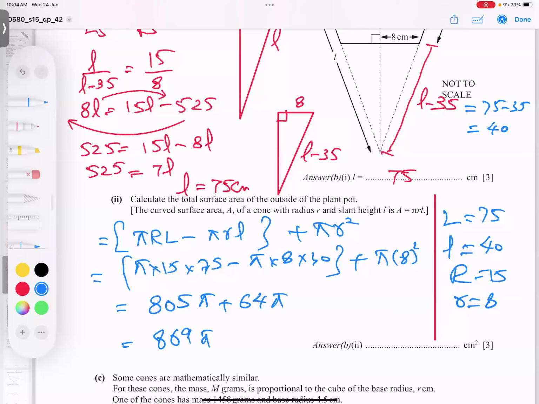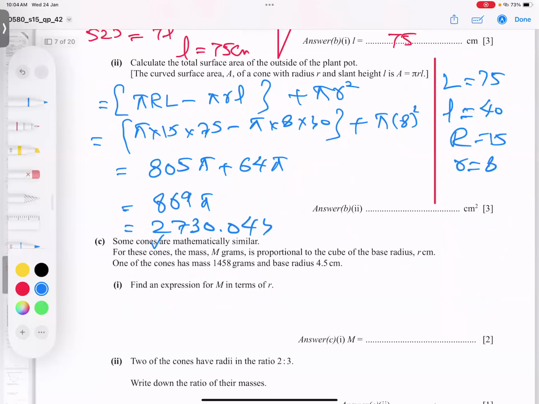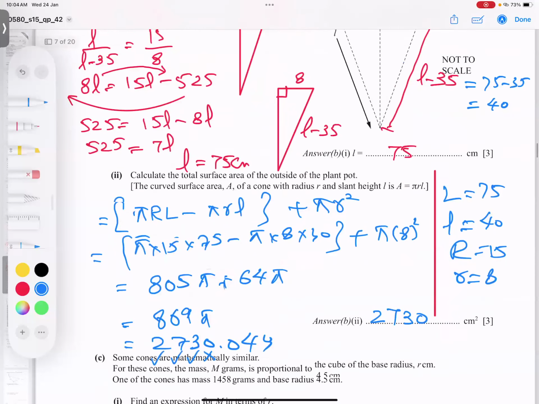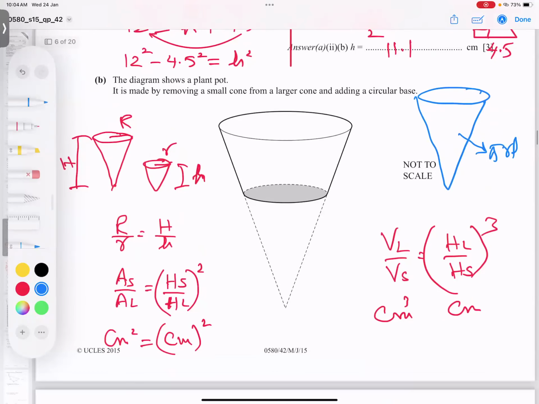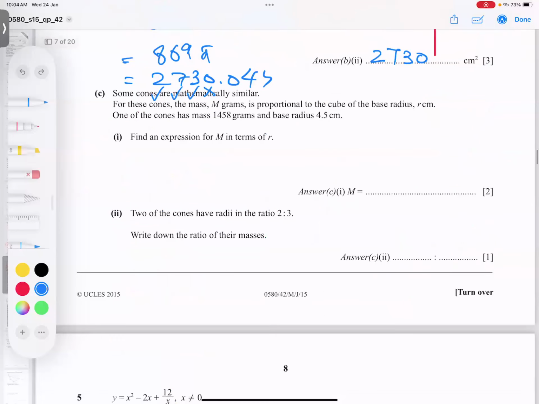If I type it in 3 SF, 2730.044. But you know what the rule of 3 SF is? I need 2, I need 7, I need 3, I don't need this number. But it's already rounded. So 2730 centimeters squared is the total area, curved area and bottom circle area. And make sure it is open from the top. Although he did not mention here whether it is open from the top or not. Anyway, last part of the question.